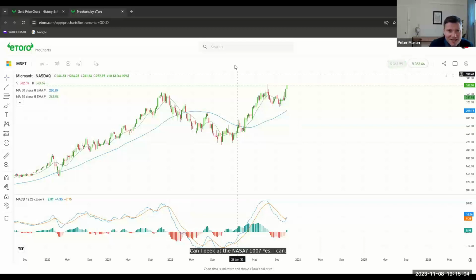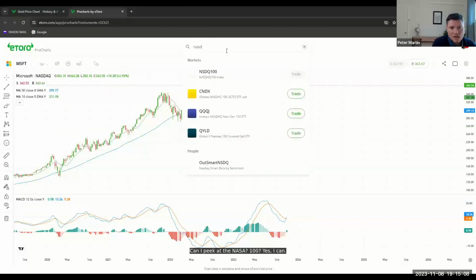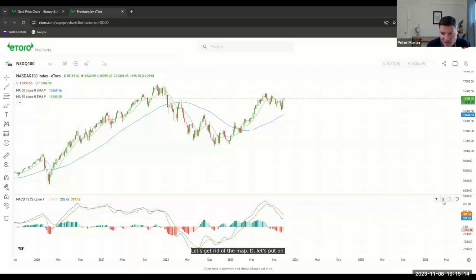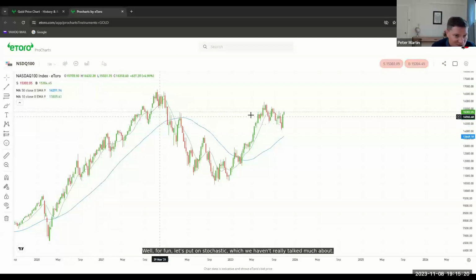Can I peek at the NASDAQ 100? Yes, I can. Let's get rid of the MACD. For fun, let's put on stochastic, which we haven't really talked much about at all.